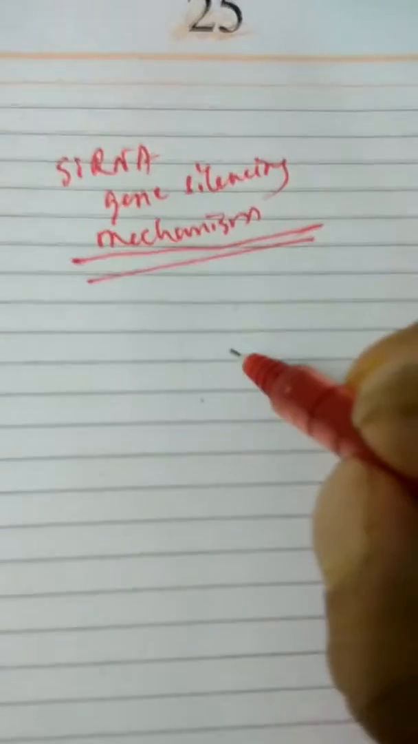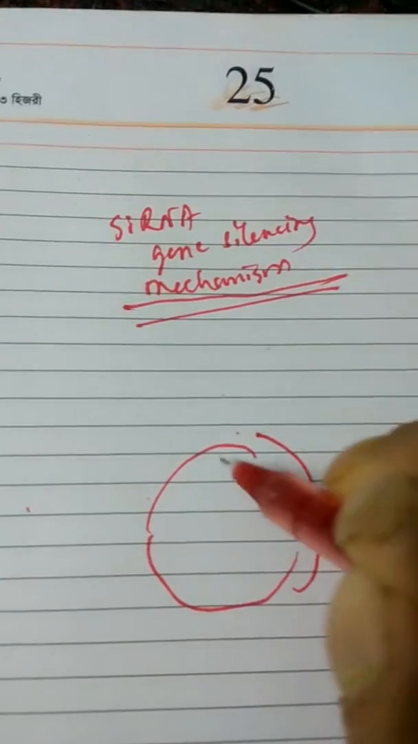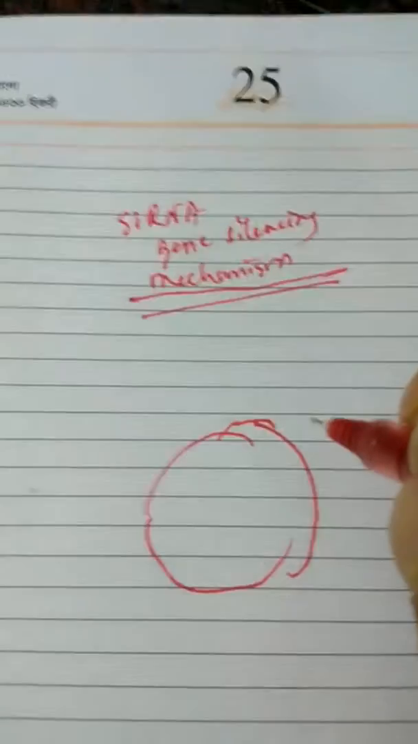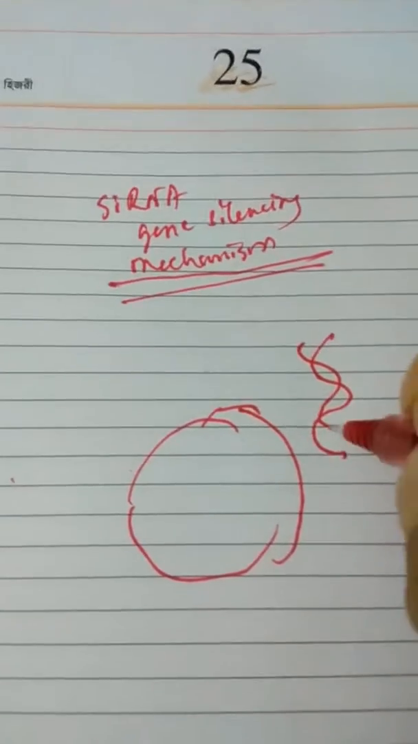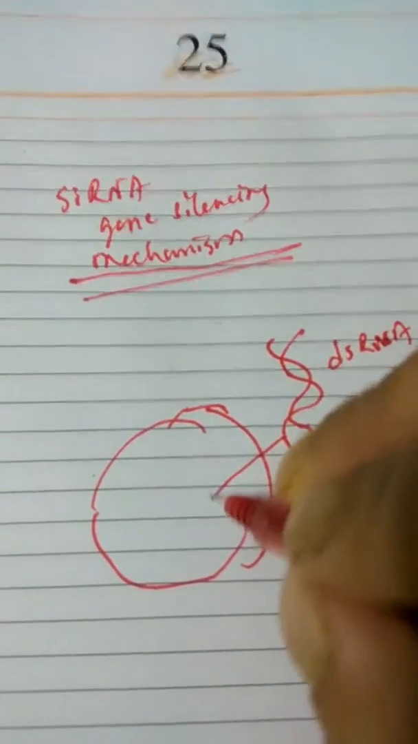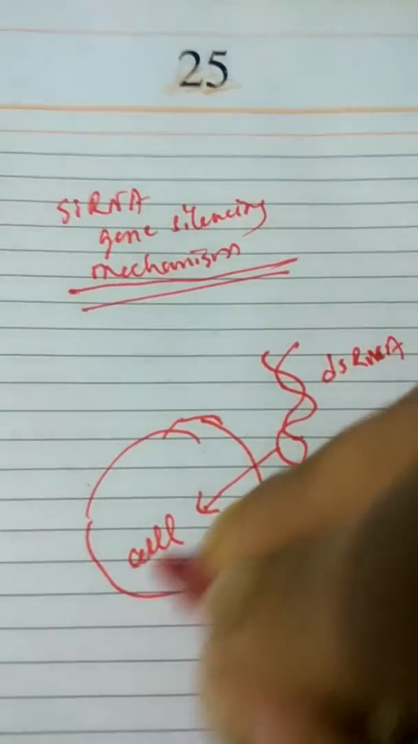So today we're going to talk about the siRNA gene silencing mechanism. Firstly, suppose that there's a cell. This is a cell, and sorry, just ignore my drawing. I'm not that much of an expert in drawing. So now you have a double-stranded RNA which enters the cell.